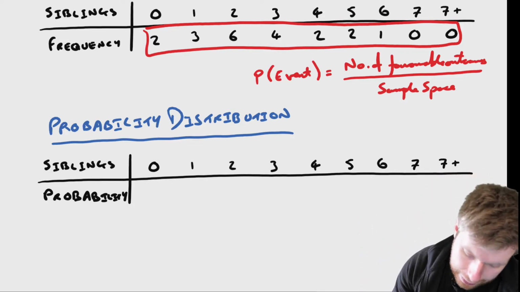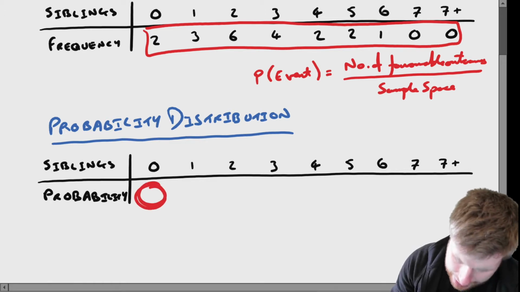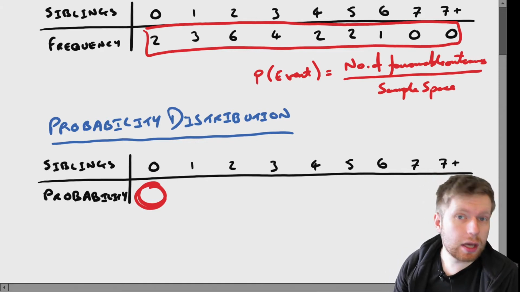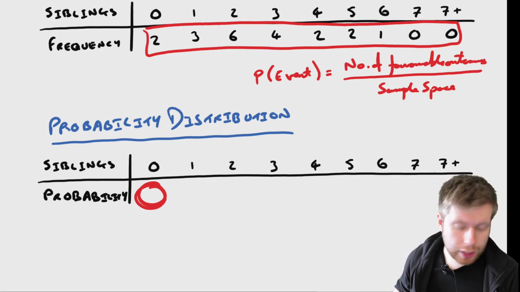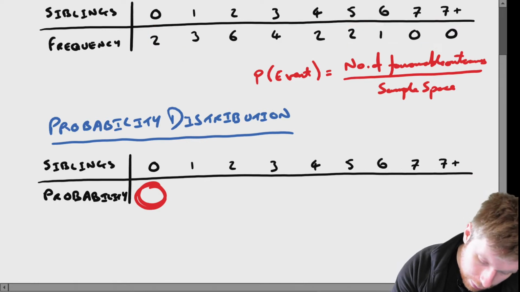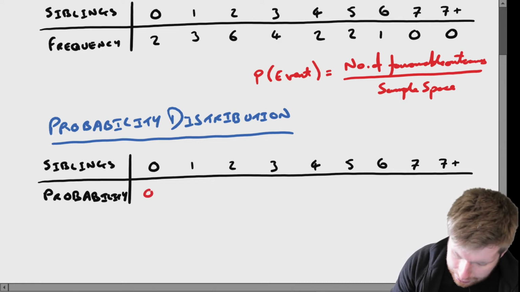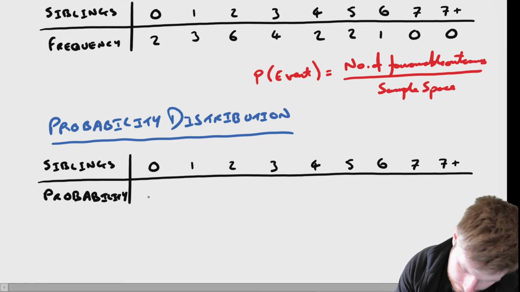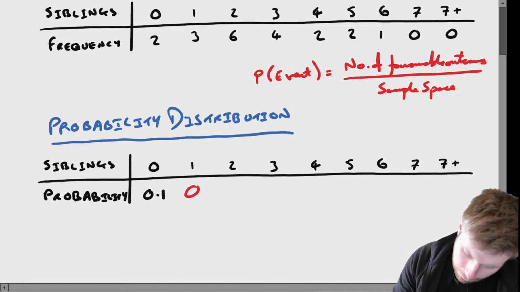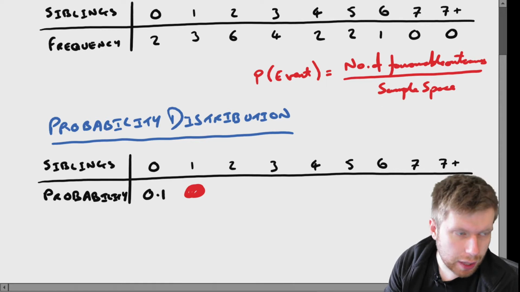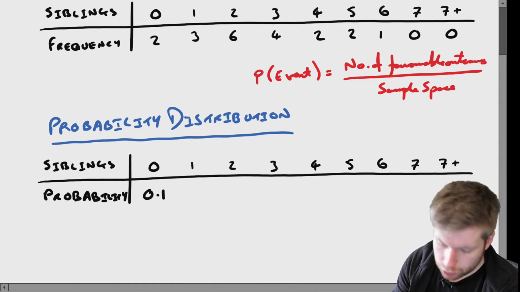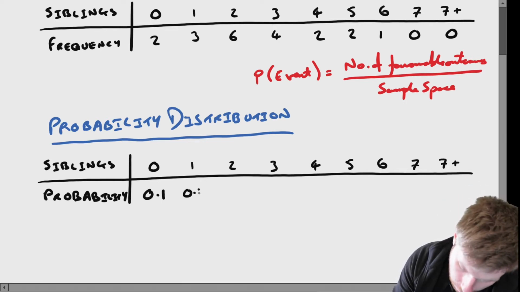So therefore, to get the probability, that goes here, that's going to be the number of people who had 0 siblings divided by the sample space, which is 20. There's 2 people that had 0 siblings, so we take 2, divide it by 20, that's going to give us 0.1. So that's going to give us 0.1 there. Let me do it in black. The probability of selecting somebody with 1 sibling, well, there were 3 people who had 1 sibling, and there's 20 people in total, so that's going to give us a probability of 0.15.